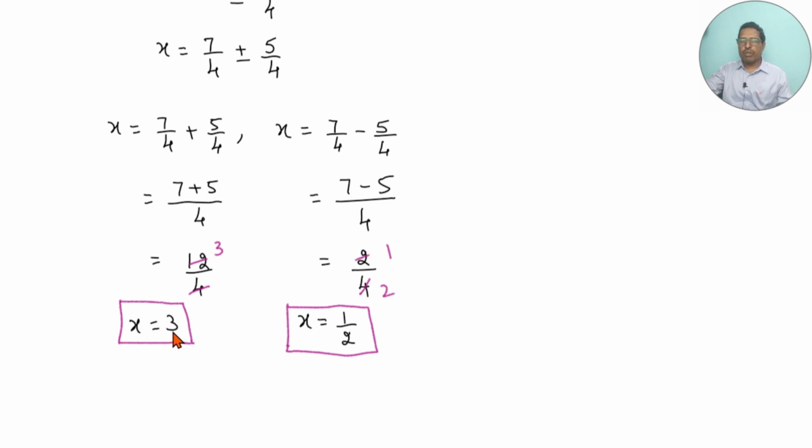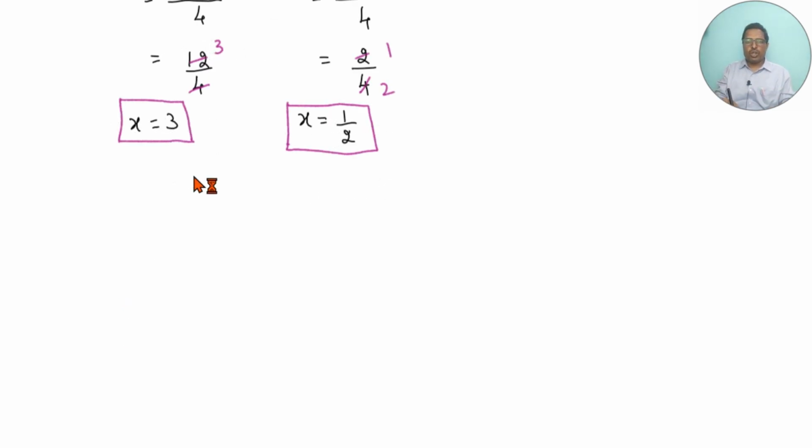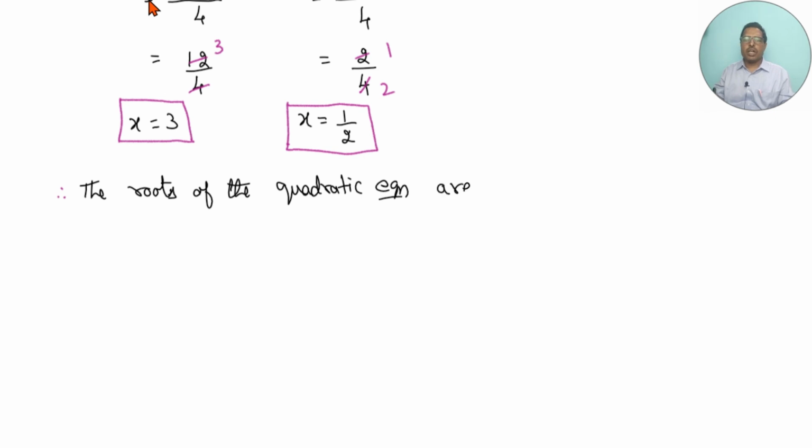Now these are the two roots that we have, x equals 3 and x equals 1 by 2. The question was to find the roots of the quadratic equation. The roots of the quadratic equation are x equals 3 and x equals 1 by 2. These are the two roots obtained by using the completing the square method.